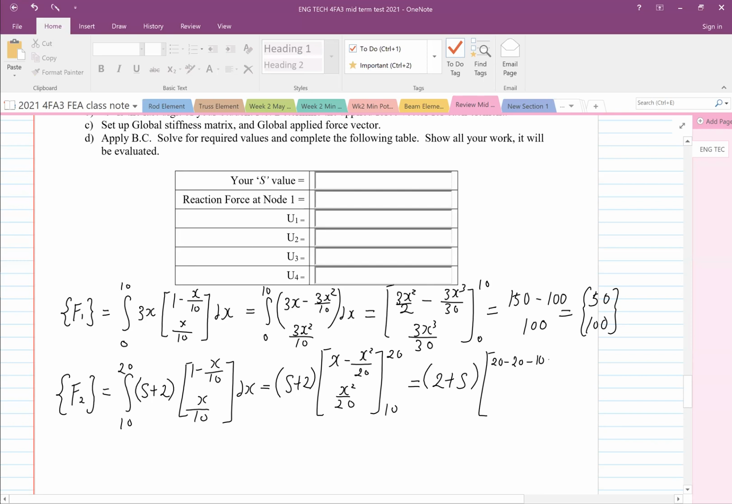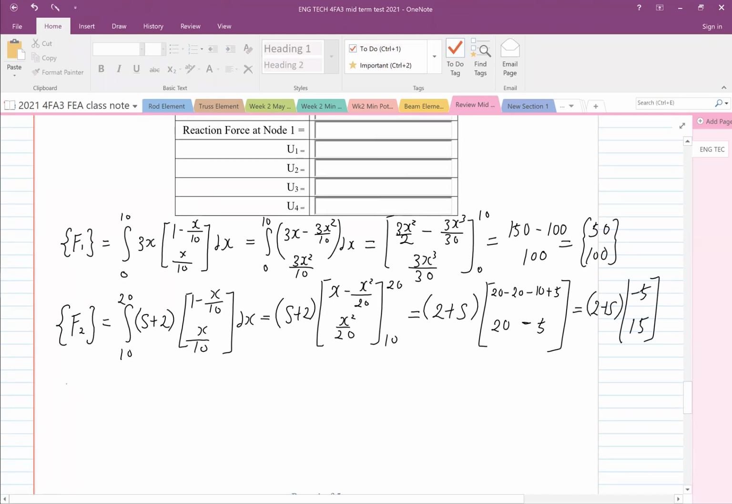10 plus, negative plus, so 10 squared divided by 25. 20 divided by 20 is 20 minus 5 equal 2 plus s, negative 5, 15. Done. F2 is done. Now finally F3.